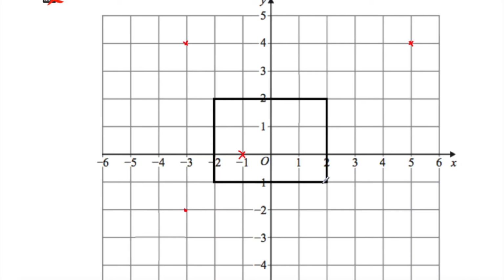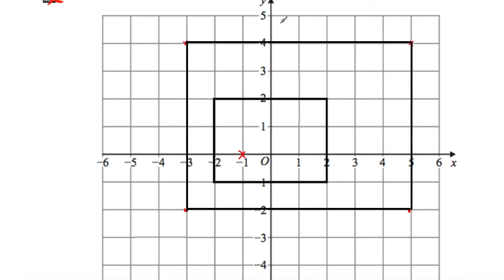And then finally this point here, to get to this point here from the center of enlargement, we would go 1, 2, 3 to the right and 1 down. So instead of going 3 to the right and 1 down, we're going to go 6 to the right and 2 down. So 6 to the right, 1, 2, 3, 4, 5, 6, and 2 down, 1, 2. So it's there. So we've got our 4 points. Now we just need to get a ruler and pencil and join them up. And that's it. So we've enlarged this rectangle by scale factor 2 using the point -1, 0 as the center of enlargement.